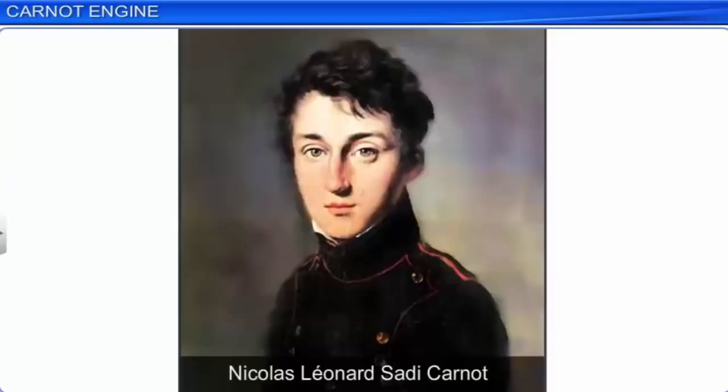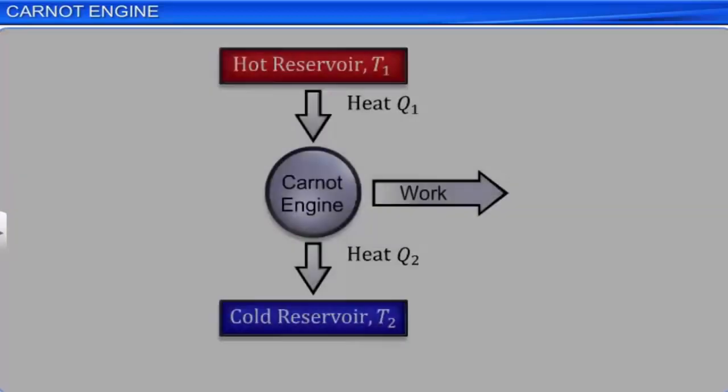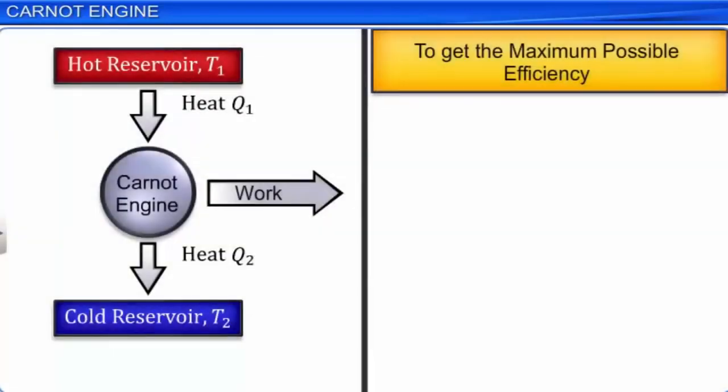Much before the concepts of thermodynamics were established, Nicolas Léonard Sadi Carnot, a French physicist, proposed a hypothetical ideal heat engine that works with maximum possible efficiency. A hypothetical reversible heat engine operating between two temperatures is called a Carnot engine. To get the maximum possible efficiency, all the processes involved in the working of the Carnot engine operating between two temperatures must be reversible.